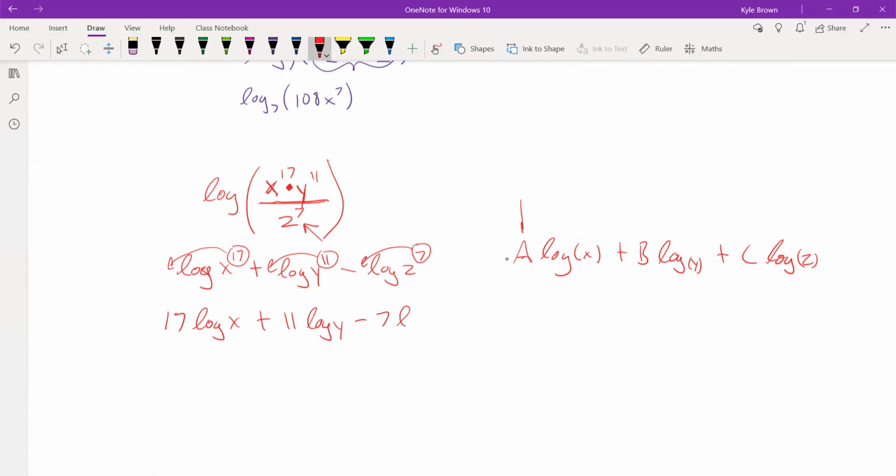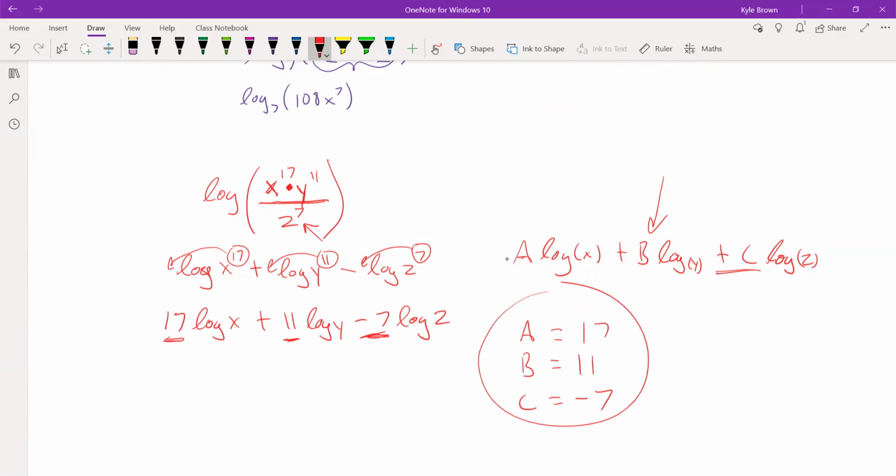minus 7 log z. So now one thing to watch out for in this question is it said write it in this form. Actually, sorry, it'll say write it in this form, and then what are the values maybe of a, b, and c. So in that case, this is my a, that's my b, and that's my c. So you'd say this is 17, this is 11, and then your c value, even though it says plus c, I ended up with -7, so that would be -7. So that's the way your answers would go in when you get to this question.